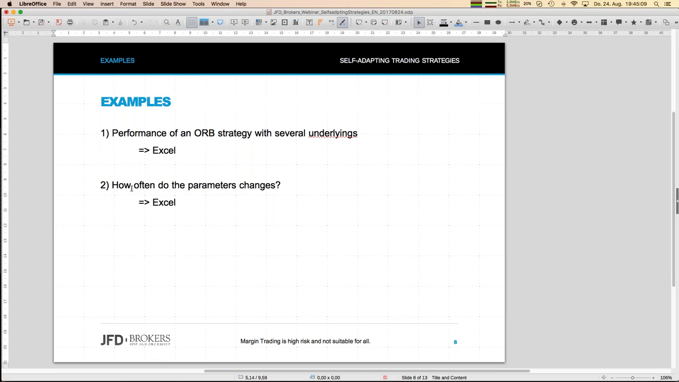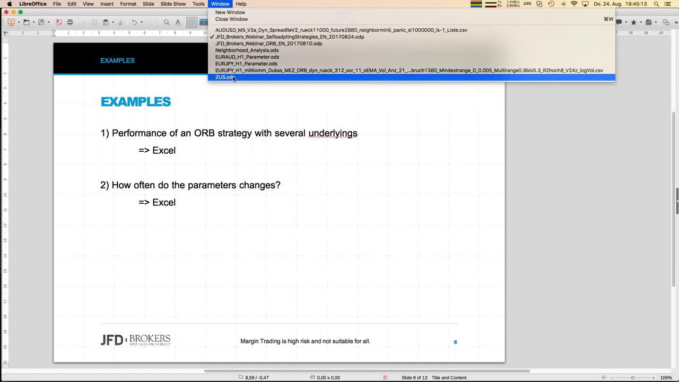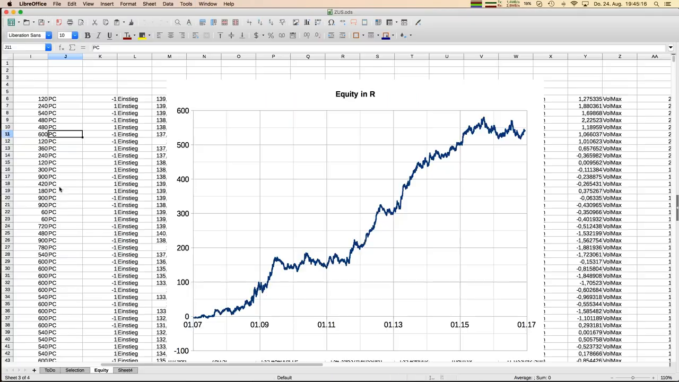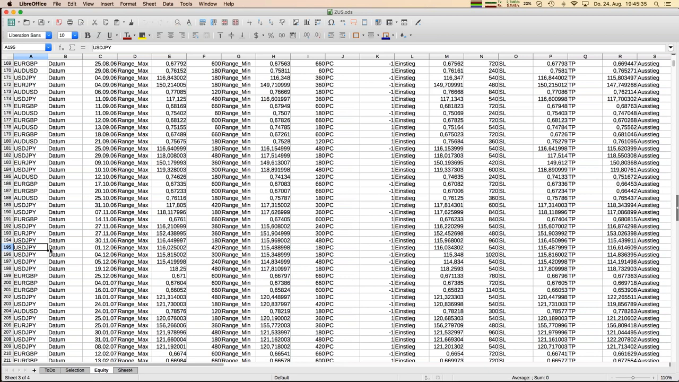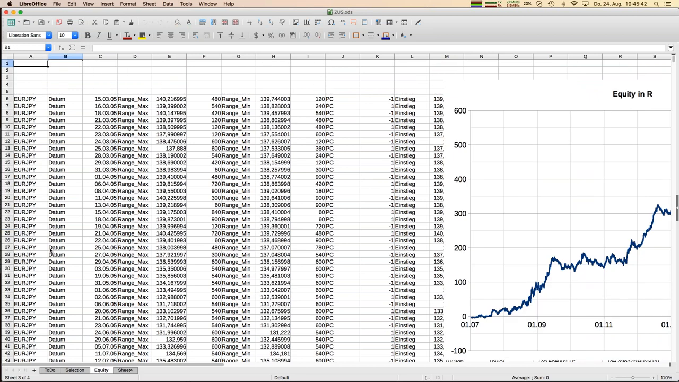So we have to look into that as well. But first, let's go for a trading strategy, which is now shown here. And what you see here is the equity of those eight traded underlyings, a combined equity of all the trades of the different underlyings. For example, here you see euro, British pound, US dollar, Japanese yen, and so on. So a couple of underlyings.